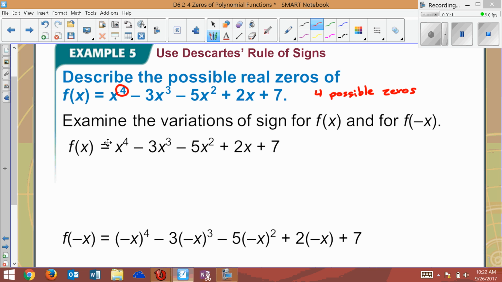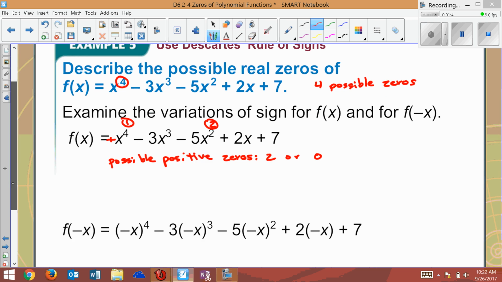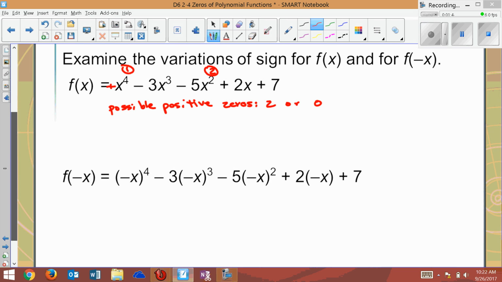How many sign switches do you see? Remember, this is positive here. So this is the first sign switch. And negative to negative is not a sign switch. Negative to positive, this is. So there's a second. And these just stay positive. So 2. So if I said the possible positive zeros are either 2 or any even number less than that, that would only be 0. So 2 or 0.